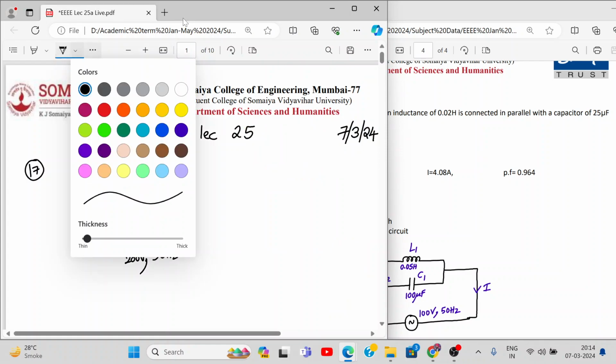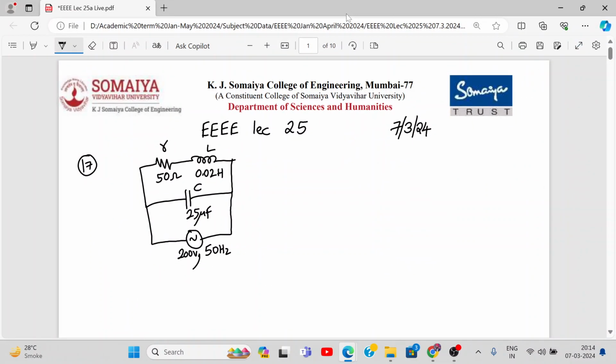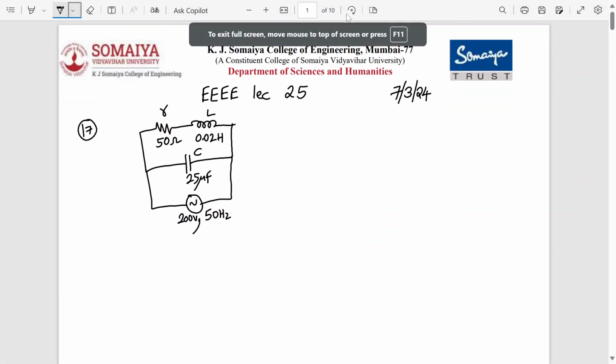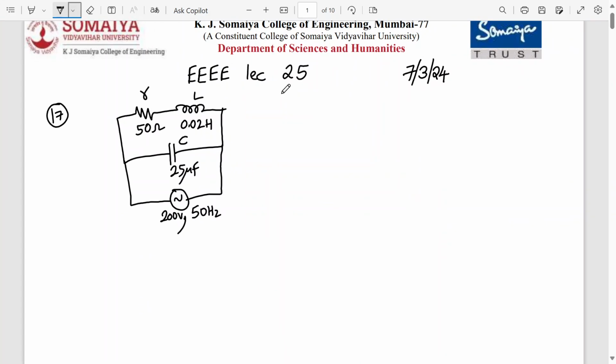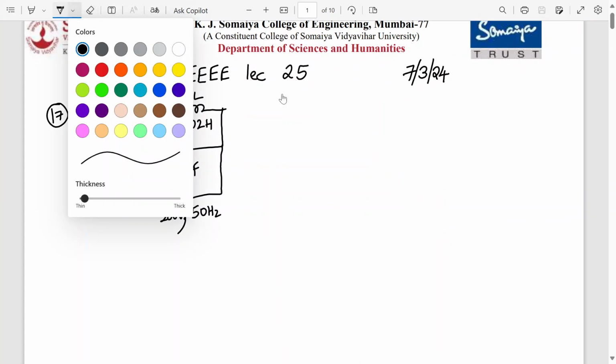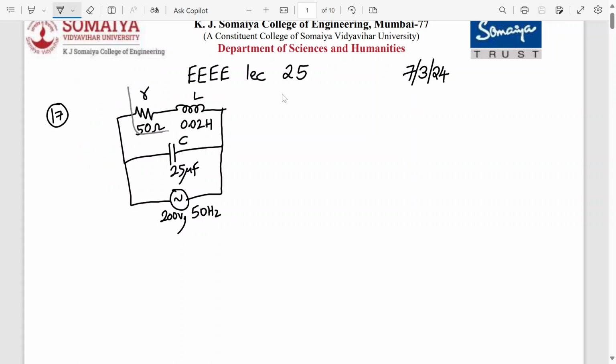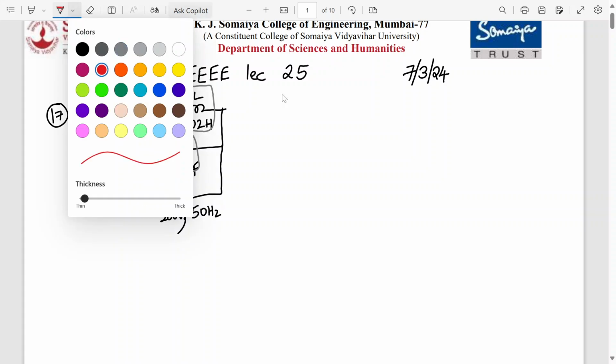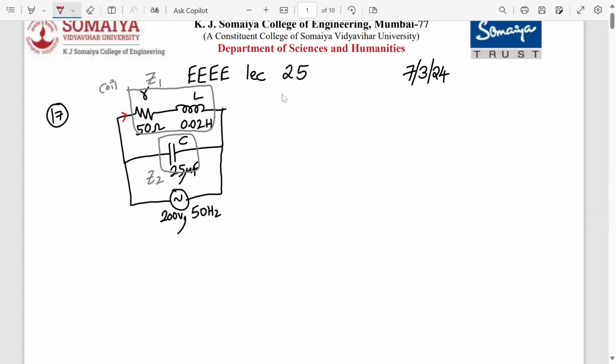First of all, let us define these branches. Let me take this as a full screen. Now let me define the two branches. The first RL branch, we can call it a coil, and we define its impedance as Z1. The second branch we call the impedance Z2. Let us say the current flowing through Z1 is I1 and through Z2 is I2, and this is my total current I. So my total circuit current I is I1 plus I2.